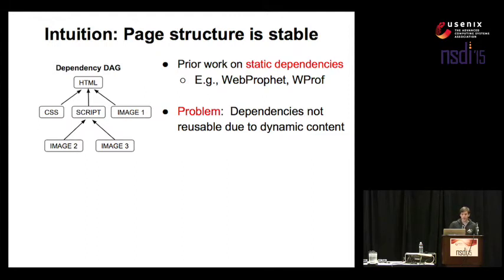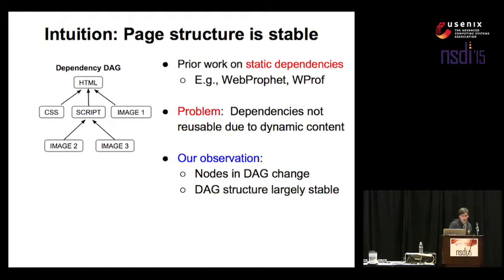But the problem with this is that the dependencies, like you see here, are not reusable over time. They're going to change because of the dynamic nature of content. So in order to take the static view of a website dependency and make it more dynamic and reusable over time, we base our solution on 2 key observations. The first is that the content in each node of this dependency structure may change over time, like the headline image being replaced day after day. But the structure itself is actually fairly stable over time.